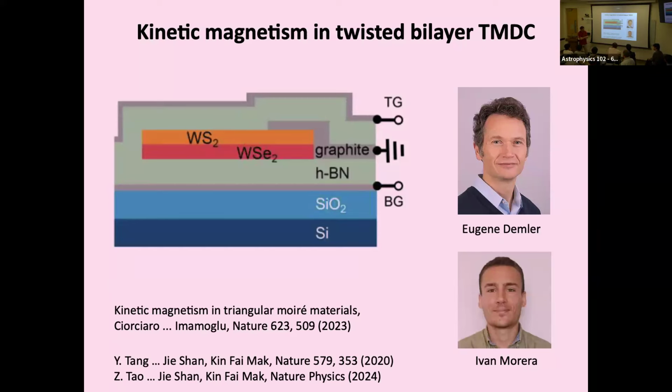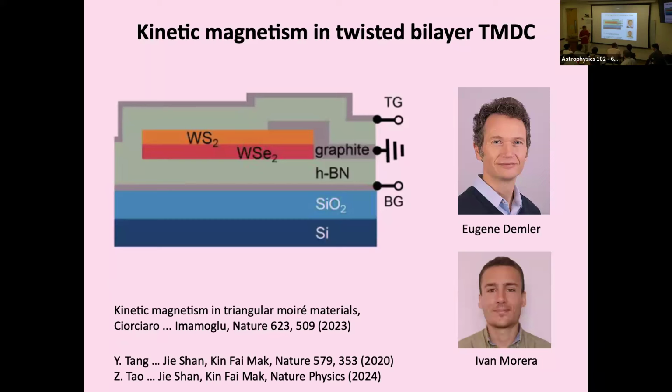This is work from Jie Shan and Mak's group at Cornell, and Imamoglu's group at ETH. And what they can do in these experiments is gate the system and control the doping. So you can go between, say, particle-doped systems or hole-doped systems. And what they were able to do in this experiment was to measure the spin susceptibility of this Moiré system. And what they found was that it was antiferromagnetic when the system is hole-doped, but ferromagnetic when it's particle-doped. So you can tune essentially the magnetism by gating, which is very useful for technological applications.